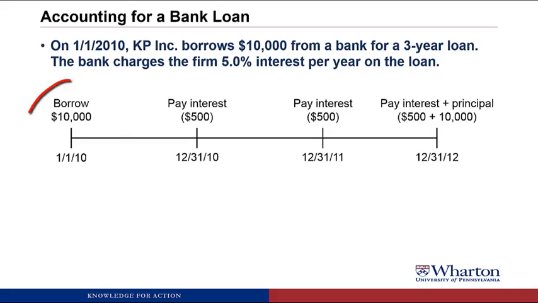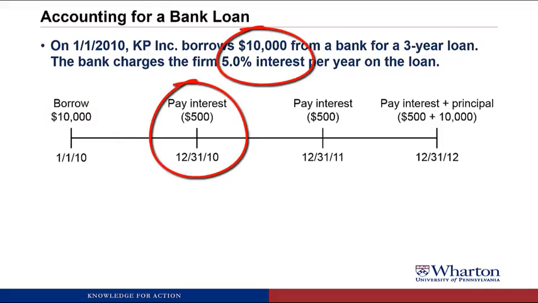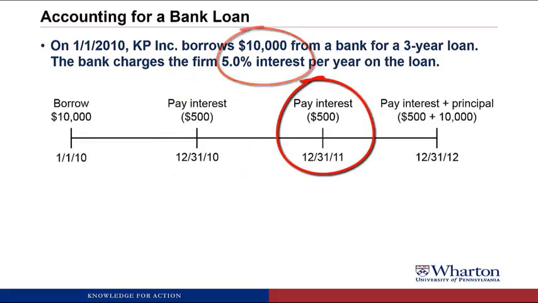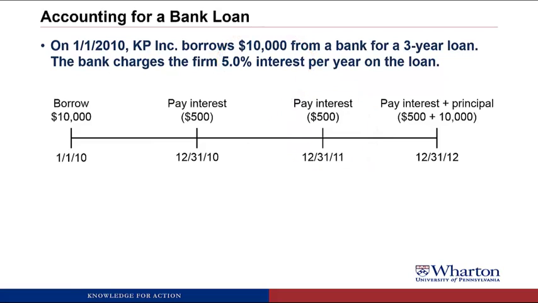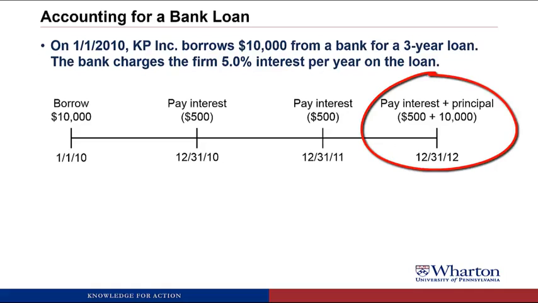So on January 1st, 2010, we're going to receive $10,000 cash. Then on December 31st, we're going to pay $500 of interest. The $500 is 5% of $10,000. We pay the same amount on December 31, 2011. It's the same amount because at that point we still owe $10,000. We pay 5% interest on that. And then at maturity, December 31, 2012, we pay the last interest payment plus the principal that we owe.